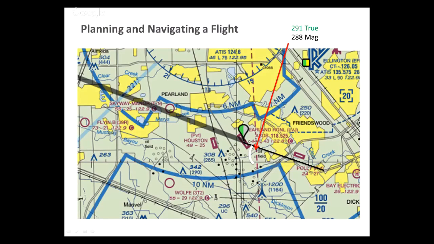So let's plot our course. If you remember from the last session, we get our true course by measuring the acute angle between a line of latitude, such as this one down here, and the course line. I've got my course line drawn, and when I measure the acute angle with my protractor or plotter, I get a heading of 291 true.